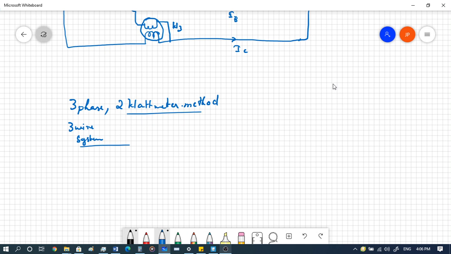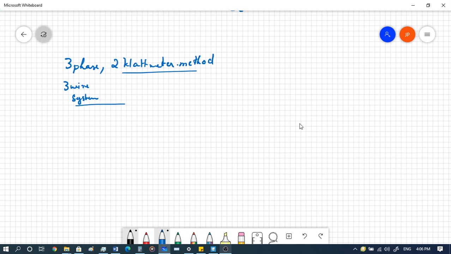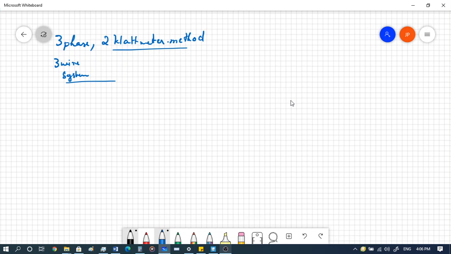So all these experiments, I think we'll be doing it in the lab as well, which will make it much more clearer. But let's look at how the connections can be done for a 3-phase 2 wattmeter method. So here you have a 3-phase 3-wire system.